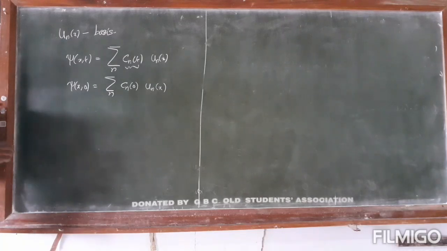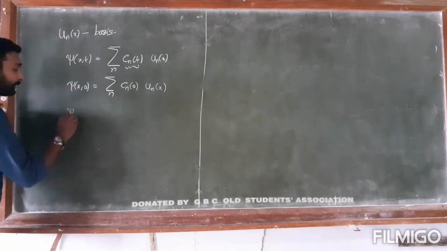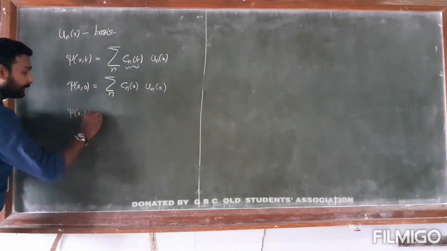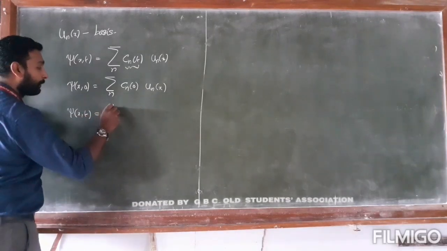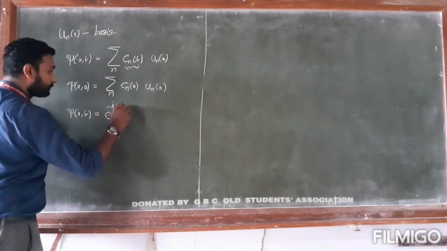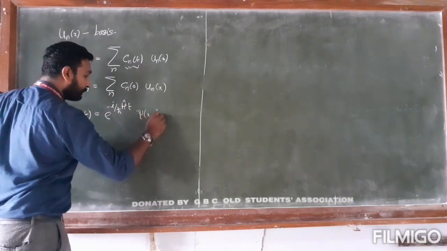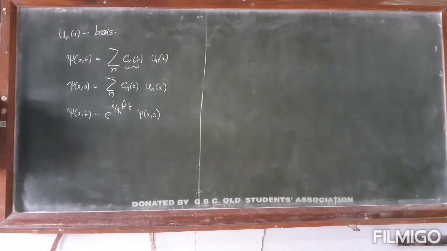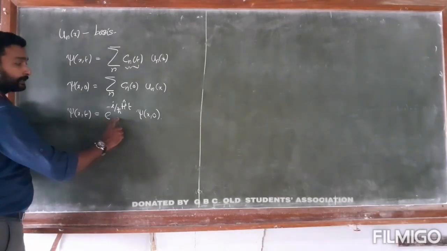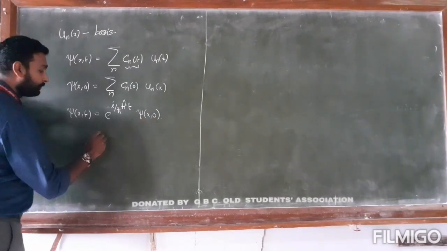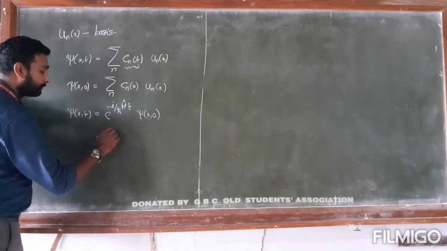I can actually find the expression for Cn(t). For that, I need to know the time evolution equation for ψ(x,t). That we have seen: ψ(x,t) I can write as e^(−iHt/ħ) ψ(x,0). Okay, so if we apply this e^(−iHt/ħ) on ψ(x,0), what will you get?